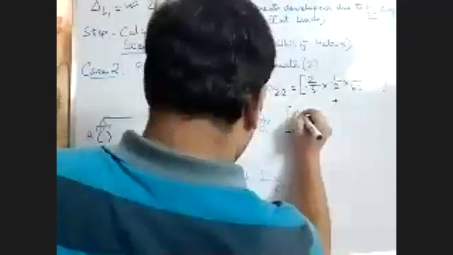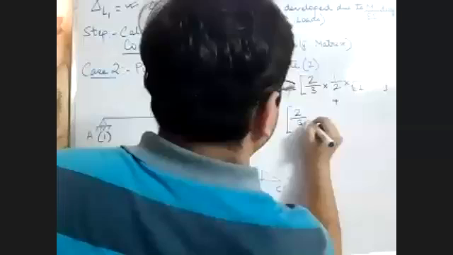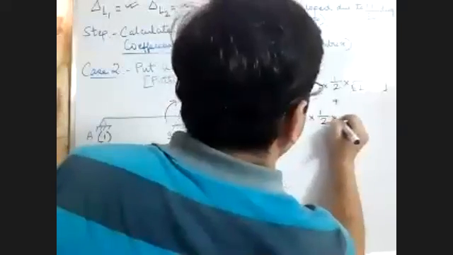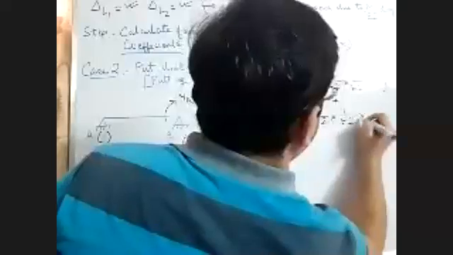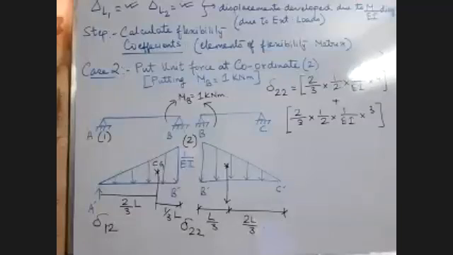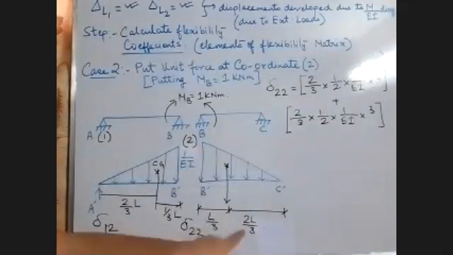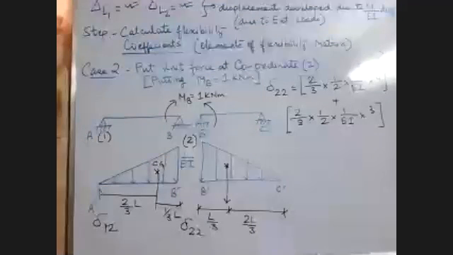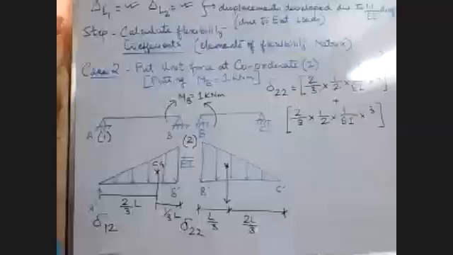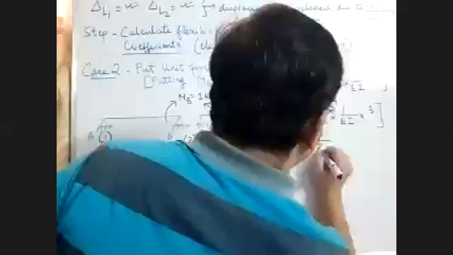Then for BC, 2/3 of the area of the triangle. So for this case, for portion AB, it will be like this, and for BC, it will be like this. See, I've shown the diagram. I've shown you the distances also. So in total, delta 2,2 is coming out as computed.